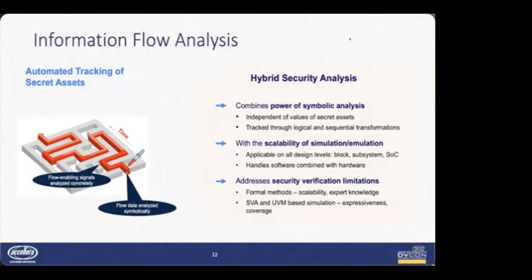Secret information needs to remain secret even if it is changed in the design, and Radix will track it through sequential and logical transformations. You don't have to know values, the path, or the latency for information flows in the design to create rules to run in Radix. This makes it easier and more expressive than using SVA or UVM. It leverages existing simulation and emulation environments and scales from block and subsystem level to SoC level, including running firmware on the SoC.